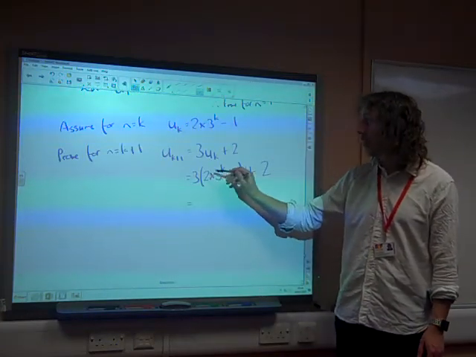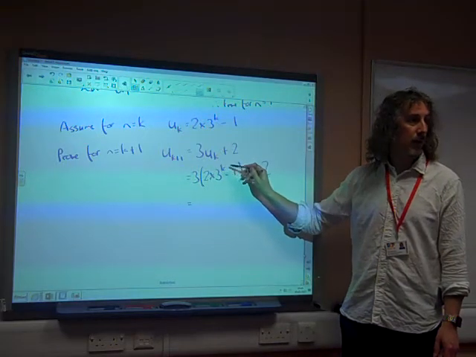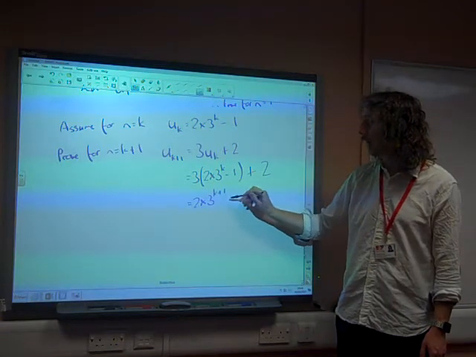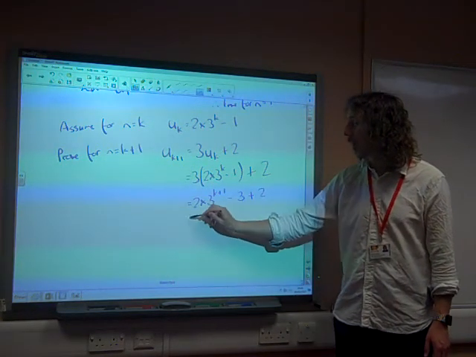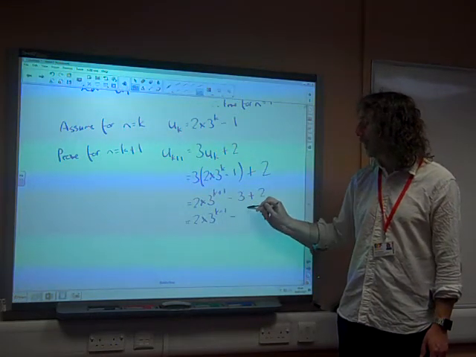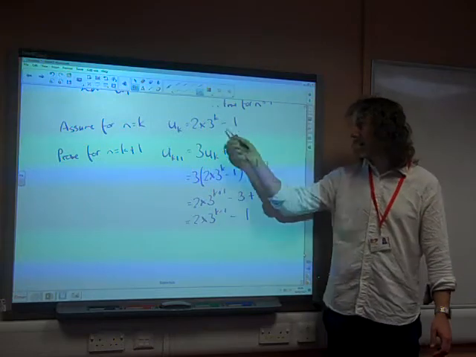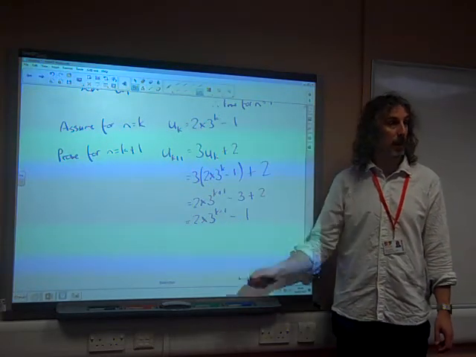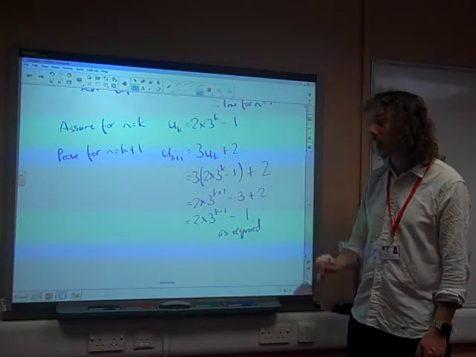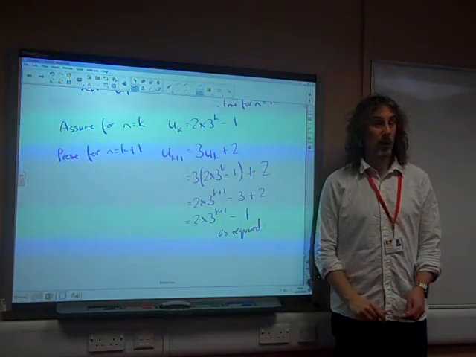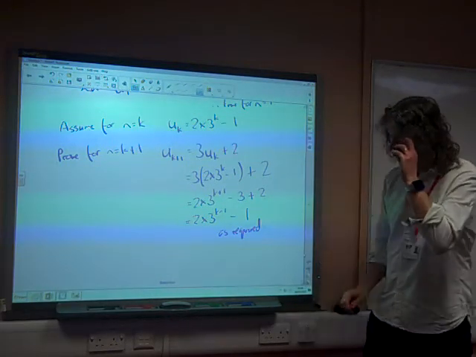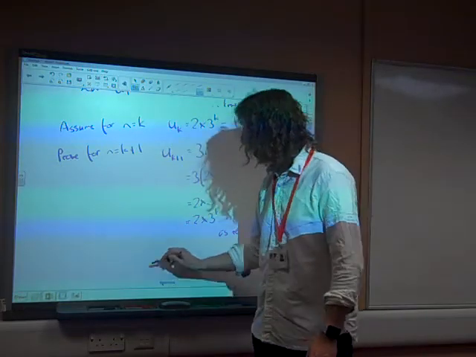That is 3 times 2 times 3 to the k. 3 to the k times 3 is 3 to the k plus 1, so that's 2 times 3 to the k plus 1. Take away 3 plus 2, so we get 2 times 3 to the k plus 1 minus 1, and that's what we wanted to have. That's that result with k replaced by k plus 1. Okay, there was so little to it that we've already got 3 marks out of that. That was it.